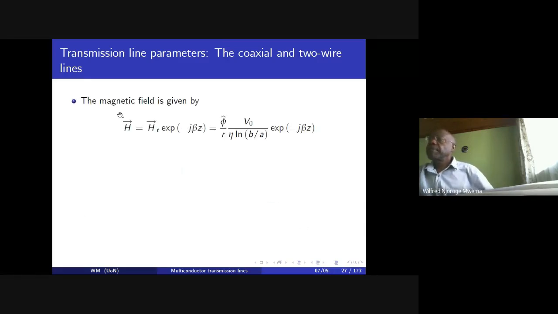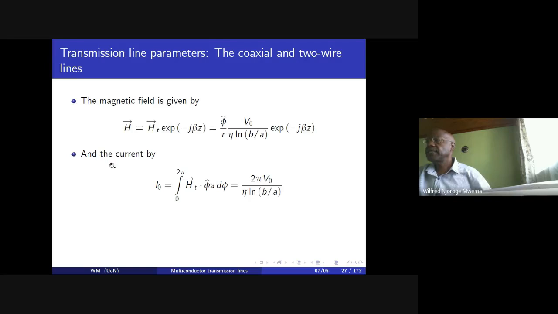So the magnetic field is given by H equal to the actual value of the voltage there. That is the amplitude of the magnetic field intensity, multiplied by the propagation. And we can see that it is purely circumferential, that is in the direction of azimuth, and this is given by that equation there. And the current will be given by the integral over the whole circumference of that value. This is going to be 2 pi V naught by eta natural log of B by A. This is from Ampere's circuit law.